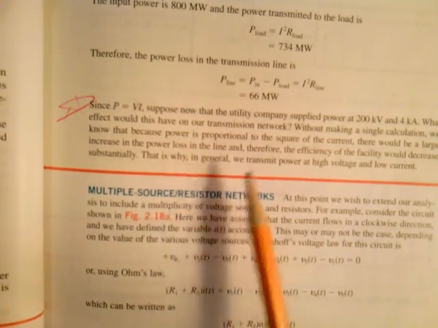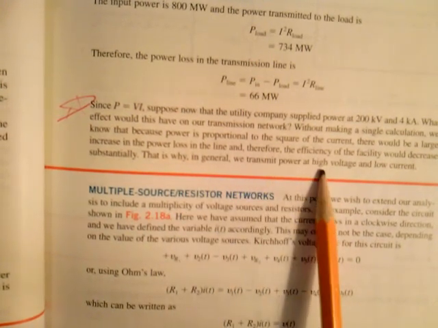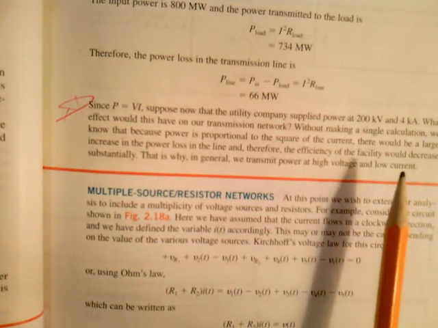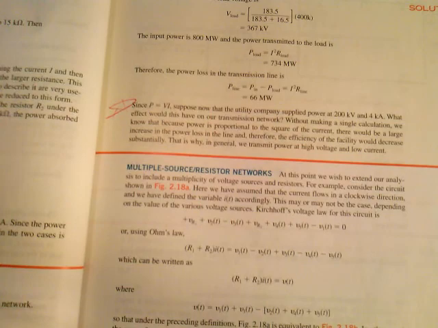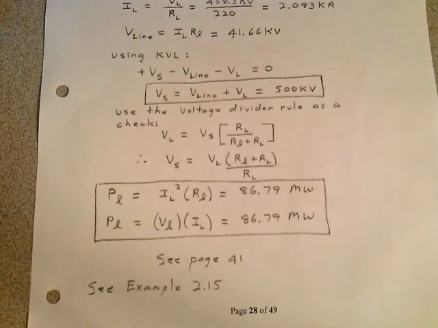That's why in general we transmit power at very high voltages and low currents. That goes for AC too. That's why out on these transmission lines that go across the country and even out on the streets outside your house, they're 12,000 volts, 12 kV. They're distributing local power at very, very high voltages. And why are they doing that?